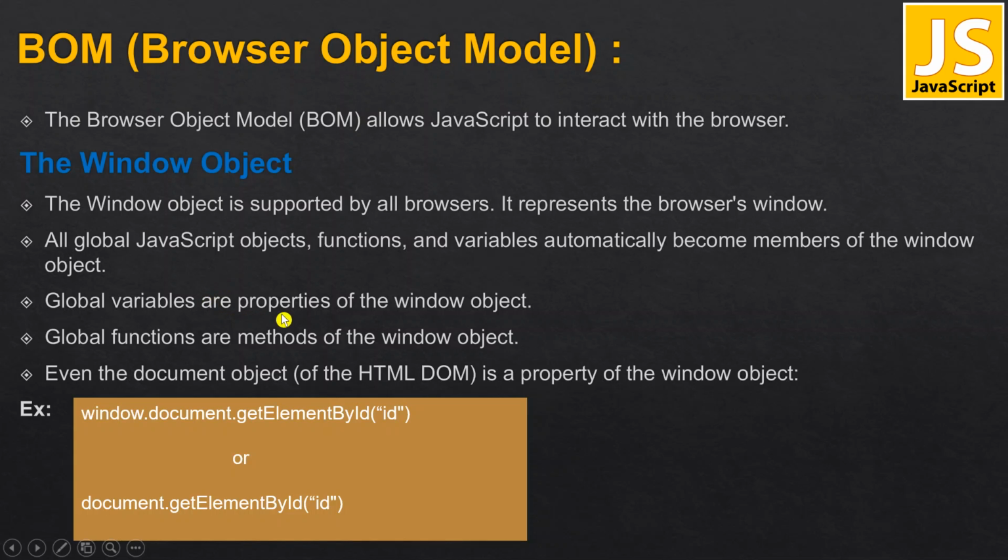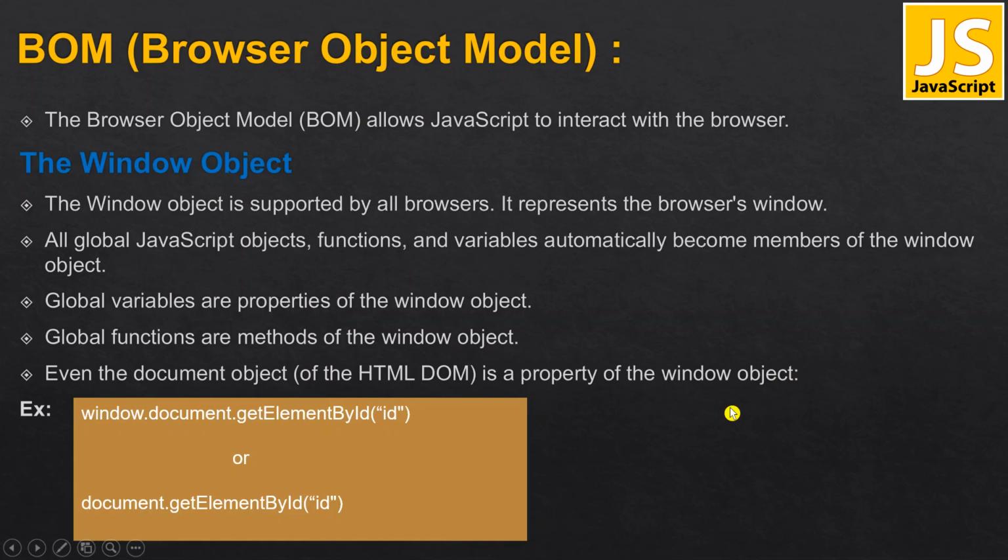The global variables are properties of the window object, and the global functions are methods of the window object. And even the document object of the HTML DOM is a property of the window object. Please observe here, our document object, which consists of all the HTML elements, the body tag, head tag, so many HTML tags inside the document object, is itself a part of the window object, friends.